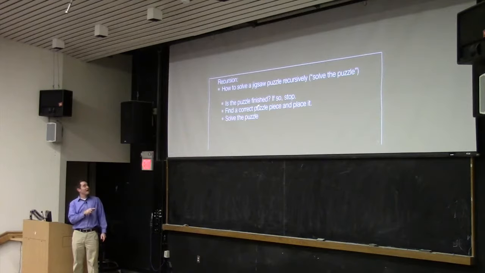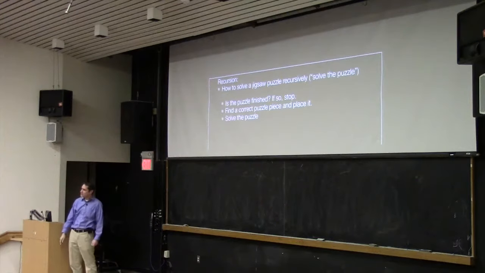But anyway, if the puzzle's finished, stop. If not, find a correct puzzle piece, put it in, and then solve the puzzle again, which means go back up here. Is the puzzle finished? If so, stop, find a correct piece. And you see how this is just a recursive way to do something? You're just continuing to do the same thing until you reach this one case where the puzzle's finished.